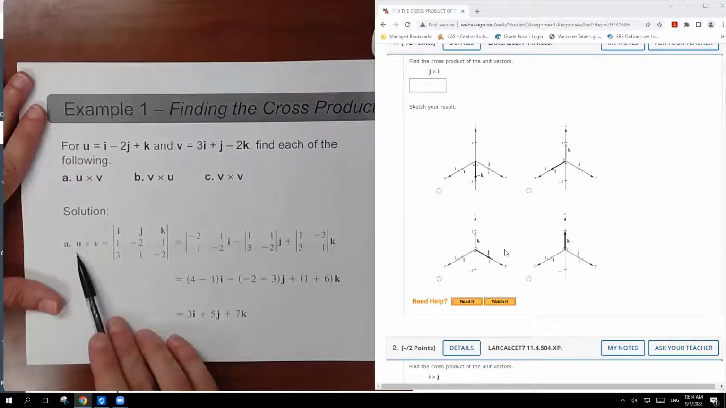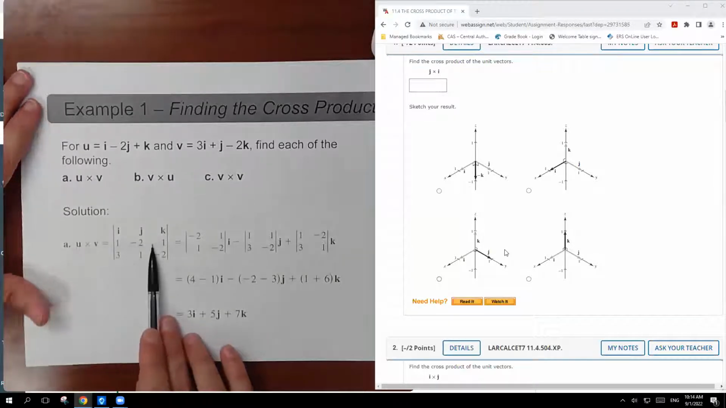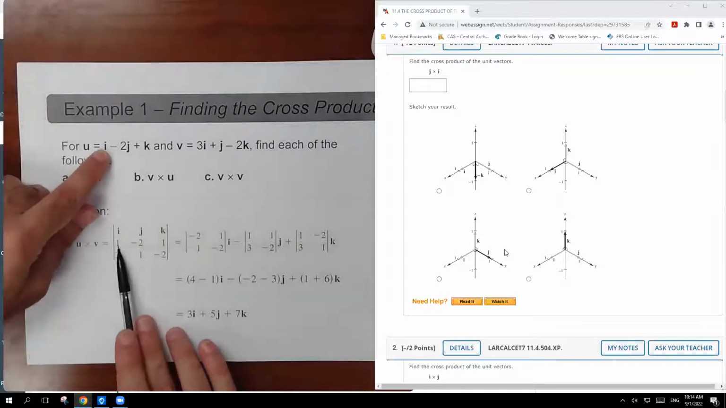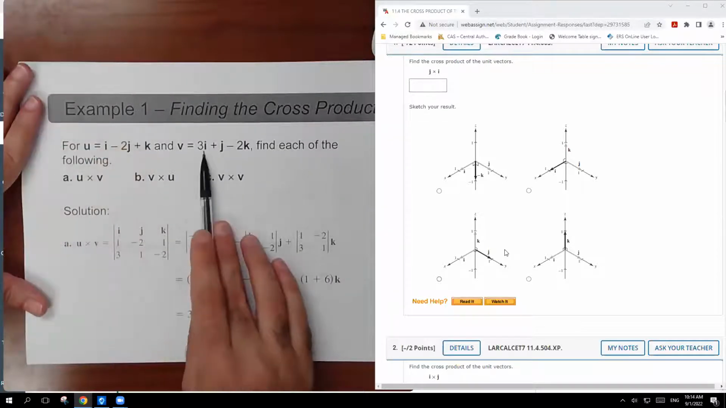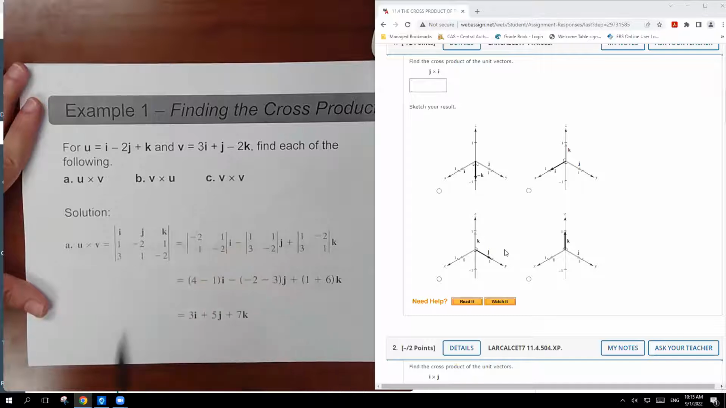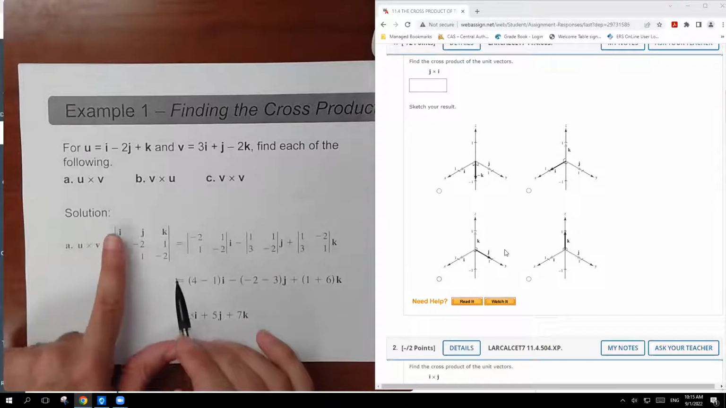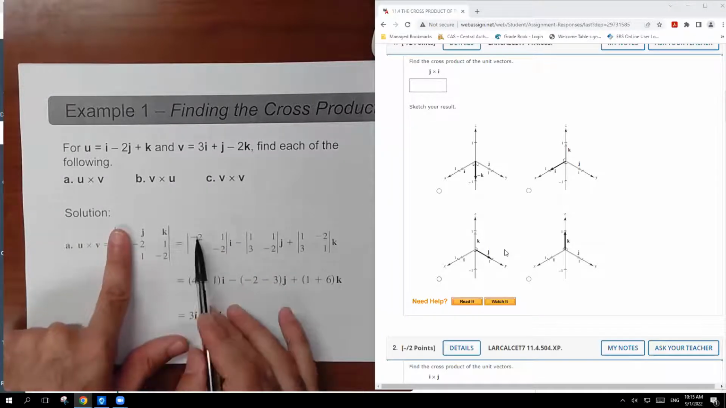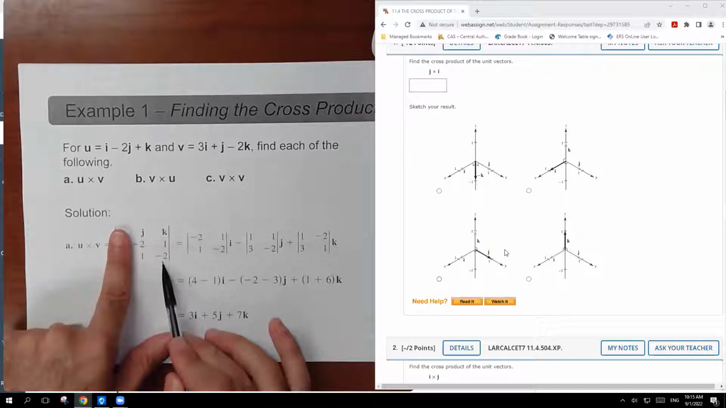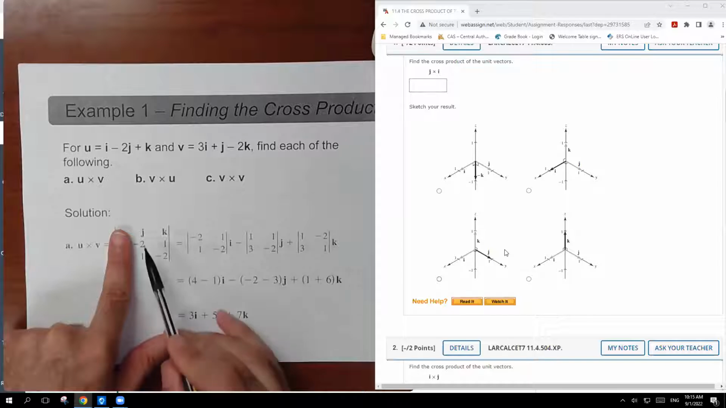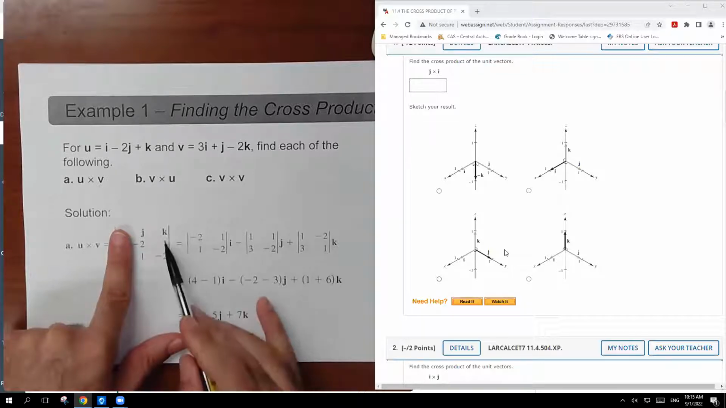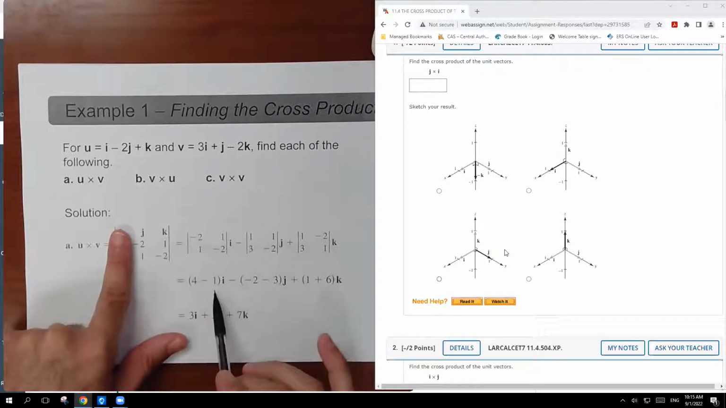A cross product between U and V. So here U is 1, -2, and 1. And V is 3, 1, -2. So now we're going to hide the i. It's going to be -2 times -2 minus 1 times 1. So -2 times -2 is 4, and 1 times 1 is 1.